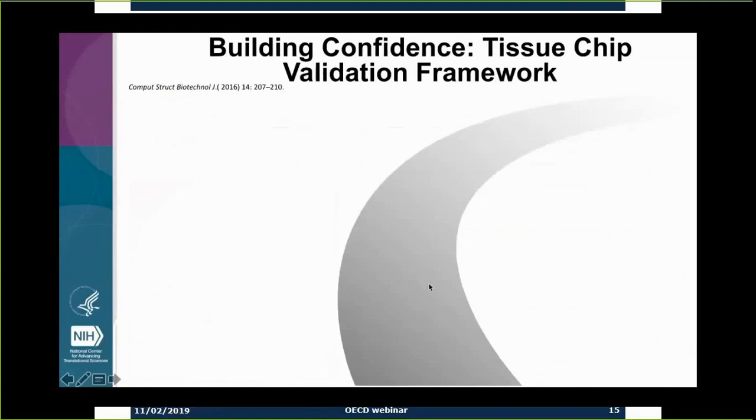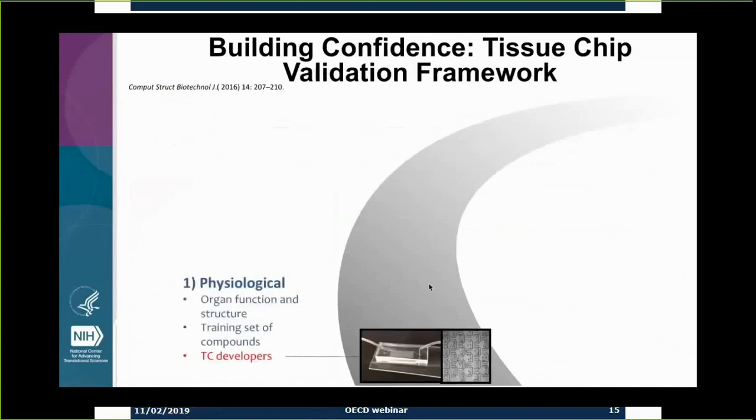And out of the interactions with the FDA and with the IQ consortium, NCATS formed a validation framework for microphysiological systems, with the first level of validation being physiological, meaning the tissue chip developers would essentially replicate organ function and structure, and as I've already mentioned, validate it using a training set of compounds.